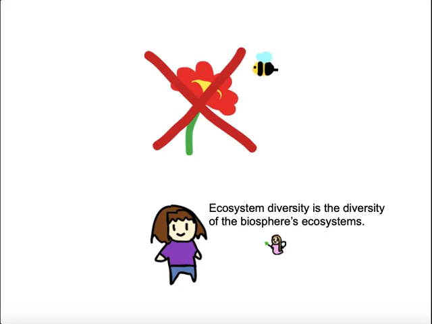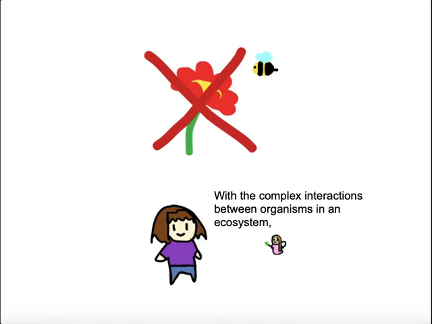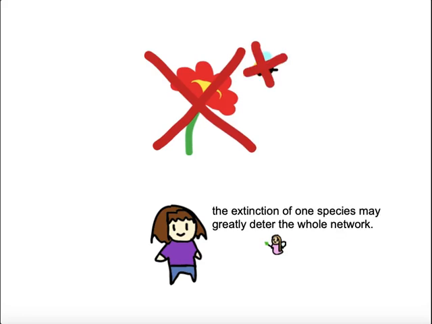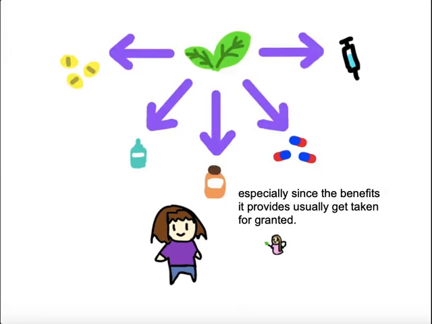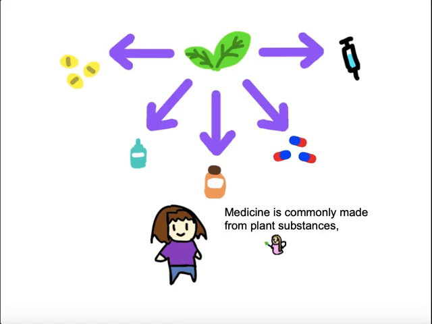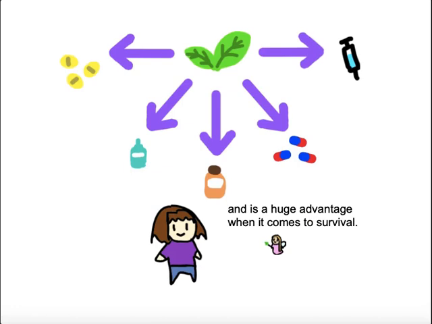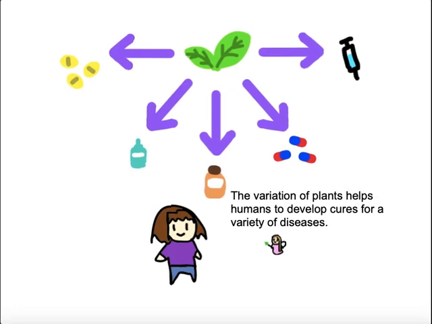Ecosystem diversity is the diversity of the biosphere's ecosystems, with the complex interactions between organisms in an ecosystem. The extinction of one species may greatly deter the whole network. Humans should care about biodiversity, especially since the benefits it provides usually get taken for granted. Medicine is commonly made from plant substances, and is a huge advantage when it comes to survival. The variation of plants helps humans to develop cures for a variety of diseases.